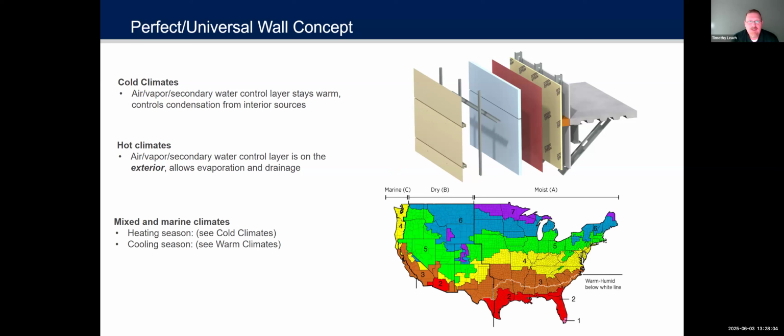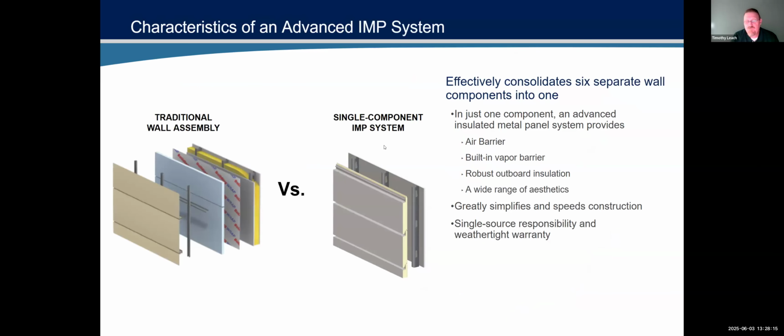And now that vapor layer really starts to be a complicated decision, where a single component like an insulated panel solves that because it's a barrier system. We're not worried about where the control layers are. We know where they are. The only difference in an insulated panel for a hot system versus a cold system is the thickness for the insulation value. But it's an air barrier, it's a built-in vapor barrier, it's robust outboard insulation, and then you get some great aesthetics with it.